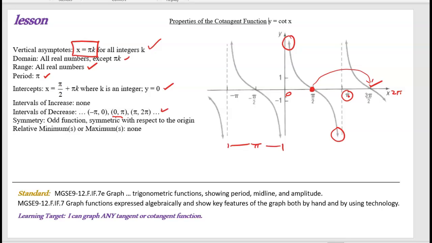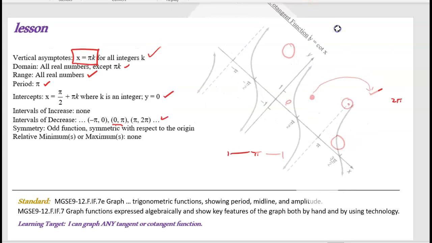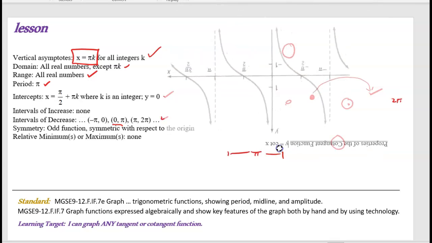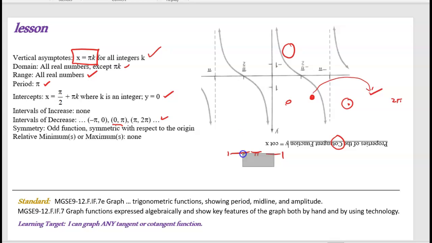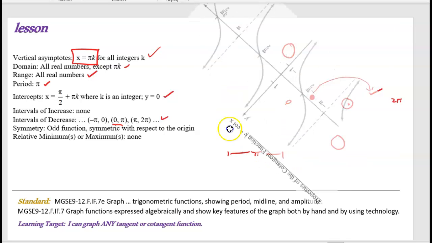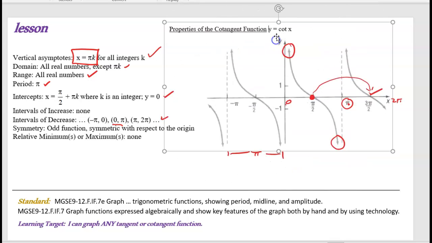Cotangent is also odd. So if I reflect cotangent just like I did with tangent, boop, we see the exact same graph going down, going down. So just to be clear, tangent and cotangent are both odd functions. Sine is odd. Cosine is our even function. Okay, so cotangent, also an odd function.